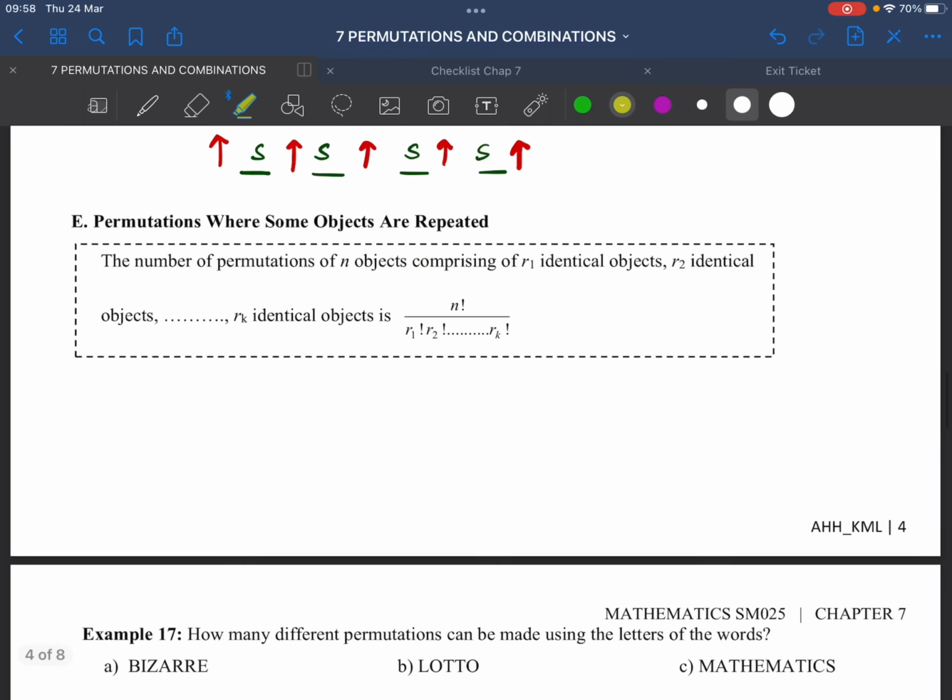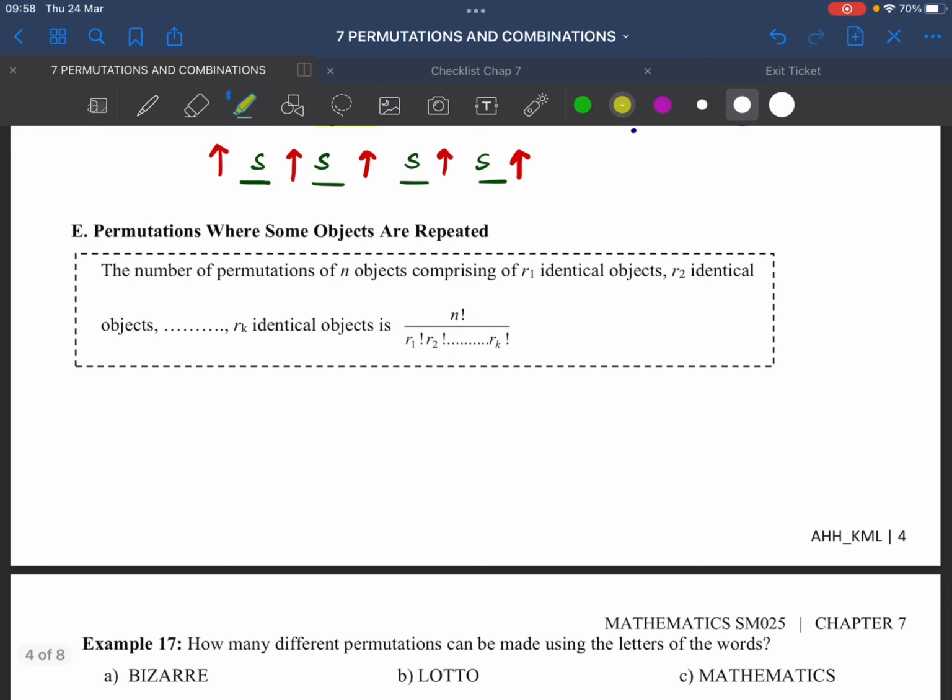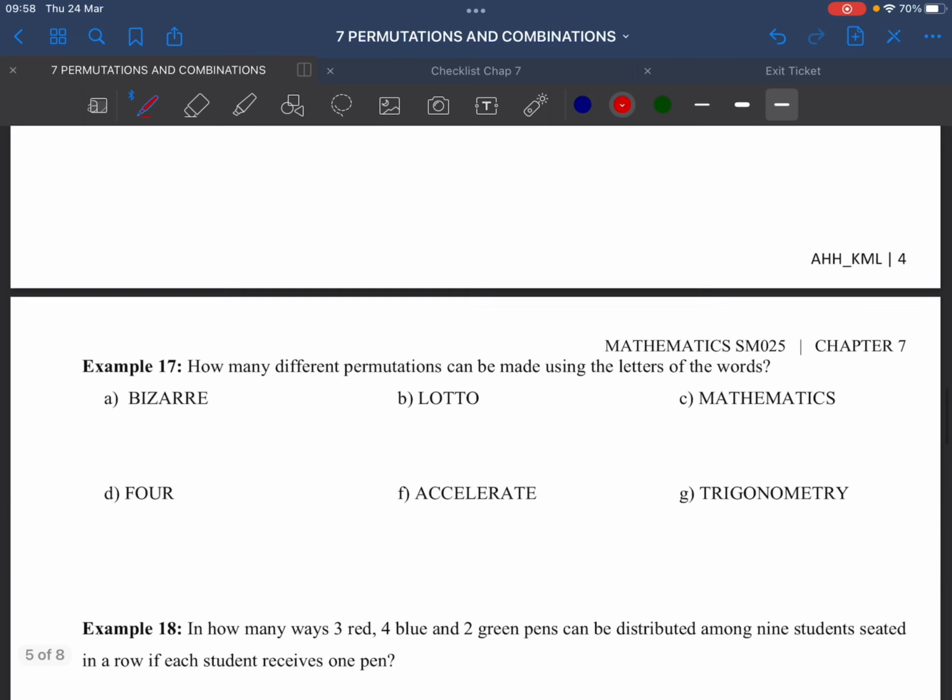Okay, so let's see the last part, permutation where some objects are repeated. Okay, some objects are repeated. Let's see. The number of permutation of an object comprising of R1 identical objects. So the keyword here is identical. Okay, identical objects. So this is the formula. N factorial over R1 factorial, R2 factorial sampailah habis. Okay, what does it mean by that?